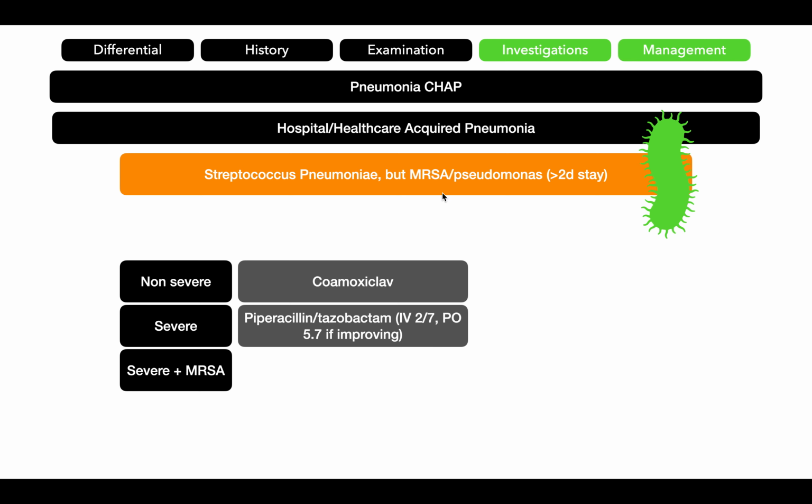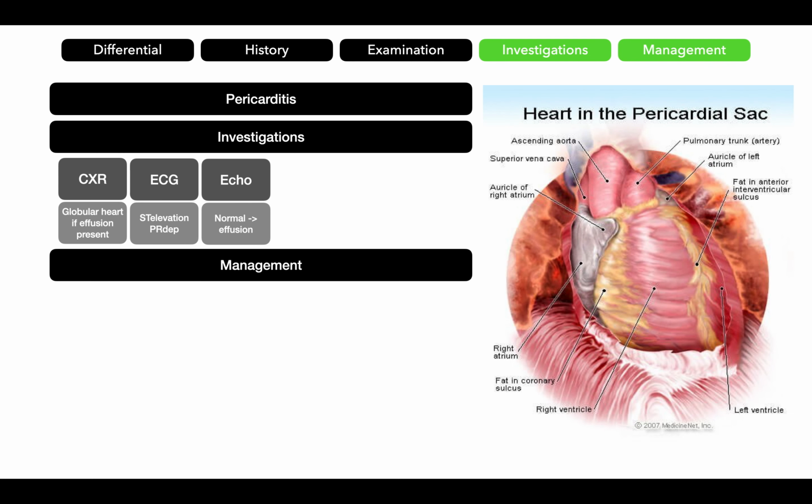So when it's severe and the cultures come back and it's MRSA, you need to add on vancomycin. So Pip, Tazo, treat as severe as normal, 2 of 7 and then 5 of 7, and add on vanco. Again, follow trust guidelines. Now, pericarditis, inflammation of the pericardium here.